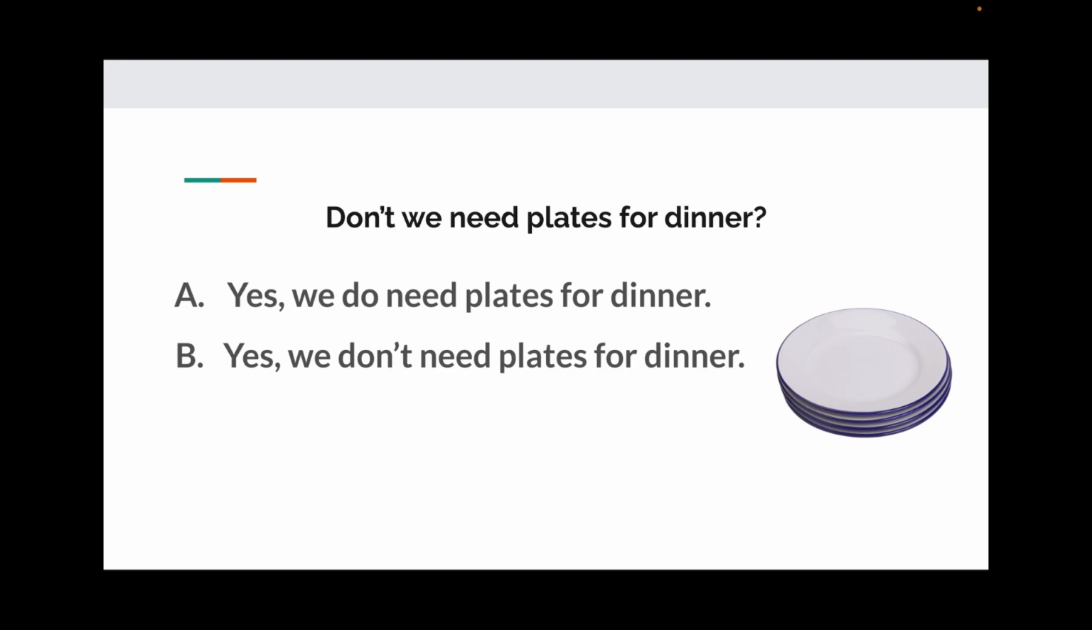Yes, we don't need plates for dinner. We do. And let's look at our answers. And so A and C are correct. Again, because this is non-literal, B is incorrect.